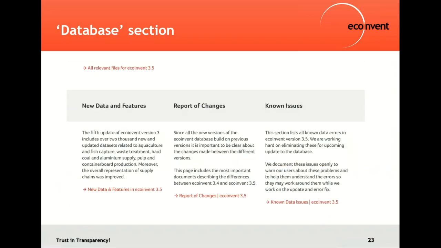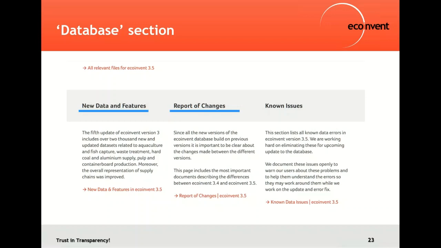So let's see what happens when we click onto ecoinvent version 3.5, the latest available release. And there you can see, again, three subsections, I would say. The first part explains everything related to new data and features. You will find a description similar to the one I made at the beginning of the webinar about which new data is included in 3.5, what we updated, etc.